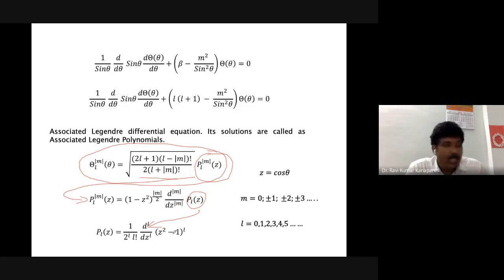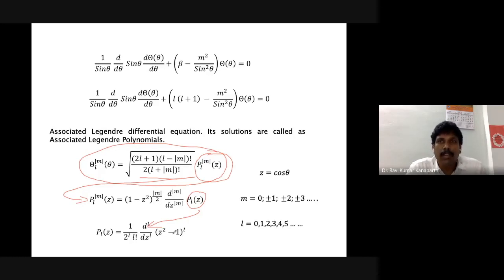With this, I want to stop for today. Dear students, what we have discussed today is basically the solution of the phi of phi expression and also the theta of theta expression. In the process, we got two quantum numbers, the azimuthal quantum number and the magnetic quantum number. The possible values for l and m are already known to you, but how they arise is now revealed to you.